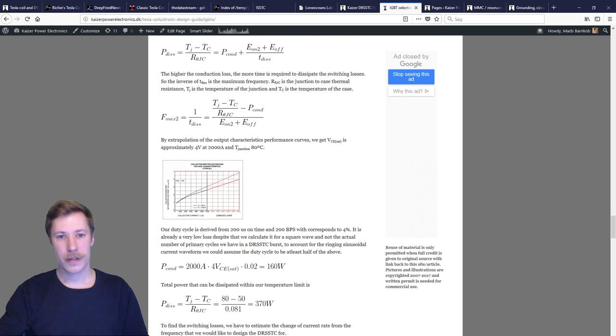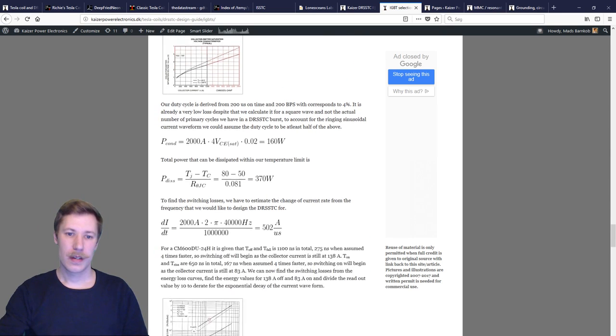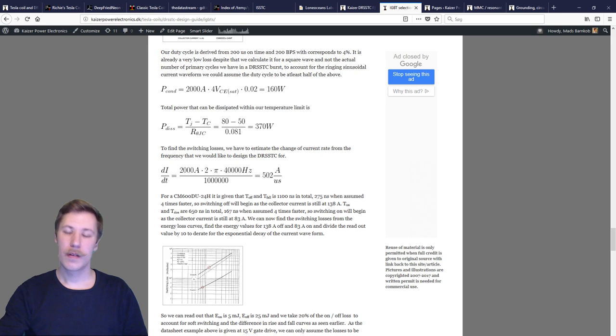So first, I can calculate my conduction losses, and with the thermal impedance of the IGBT and our allowed temperature rise, we get a total power that we can dissipate in the time that we have available. So we can actually dissipate 370 watts of losses in this CM600 IGBT between pulses.